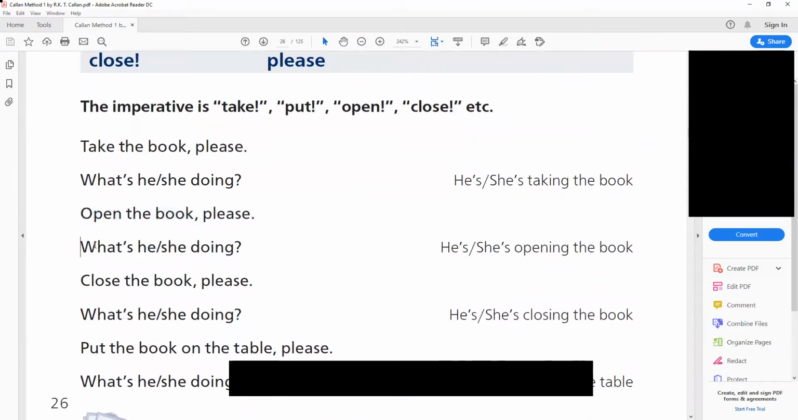Open the book, please. What's he doing? Javi, what's he doing? He's opening the book. Open the book, please. What's she doing? Clemencia, what's she doing? She's opening the book.